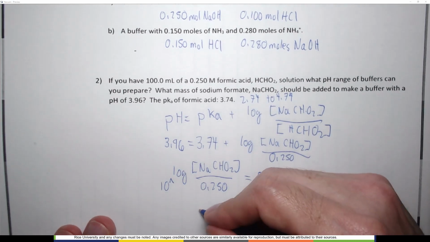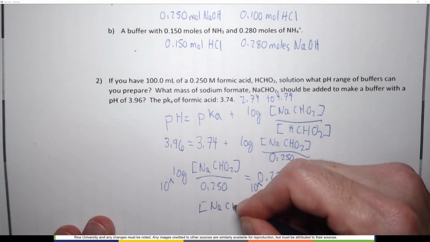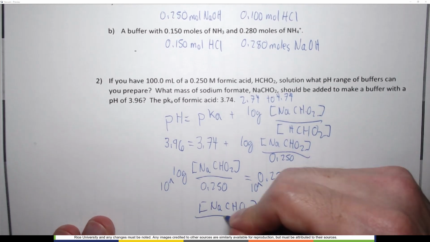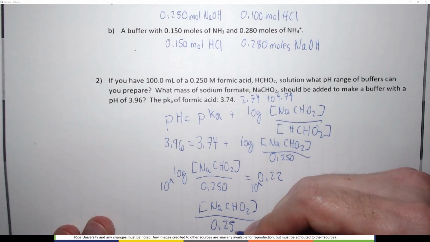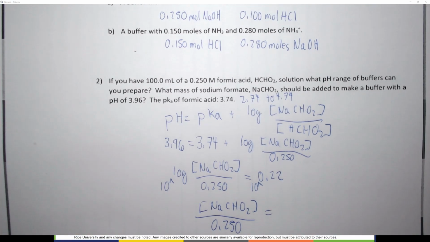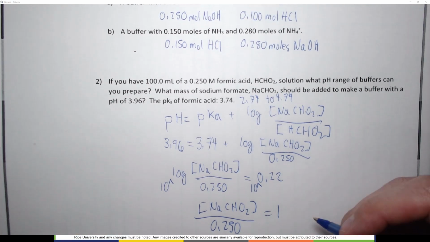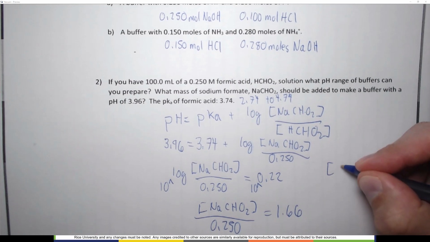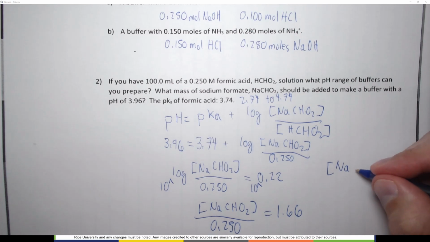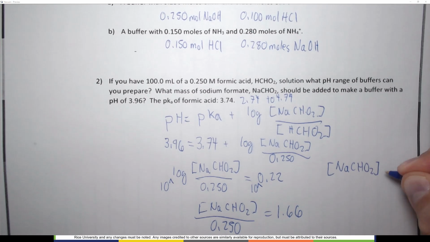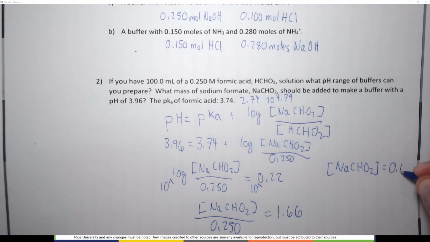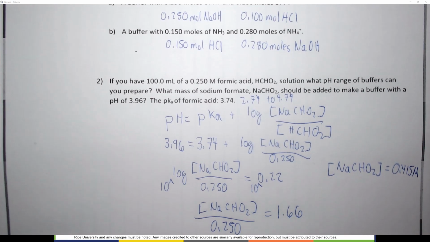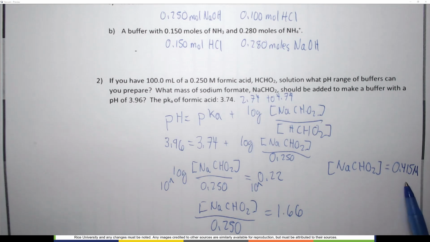so I want to take 10 to this power and 10 to that one, and I get that the concentration of NaCHO2 over 0.250 equals 10 to the 0.22, which is 1.66. Cross multiply, and I find that the concentration of NaCHO2 is equal to 0.415 molar. So it's 1.66 times the other one. A lot of work.